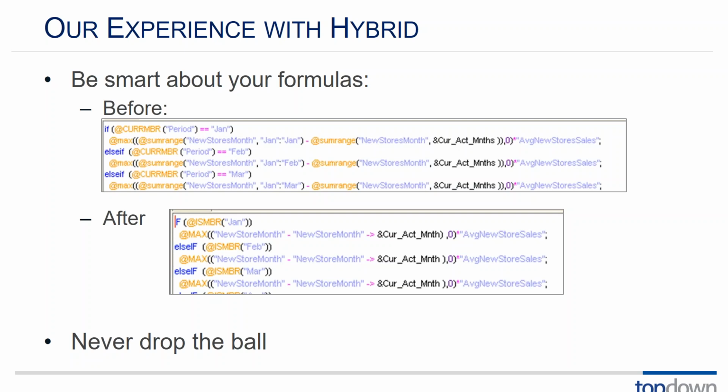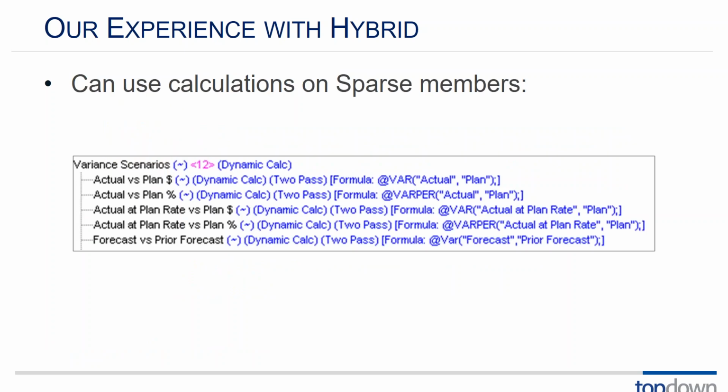So never drop the ball. If you see something that disables the hybrid calculation engine, there's always a way to make it work another way. And actually, it will be more simple, and it will work better. And it will be easier for the person who's going to read the script after you, because it will be more simple. Next slide, please.